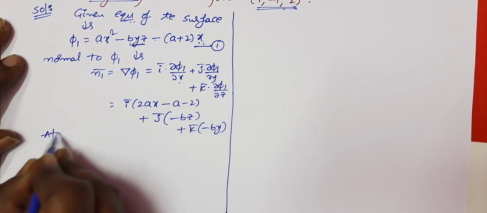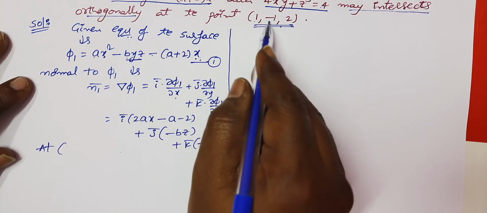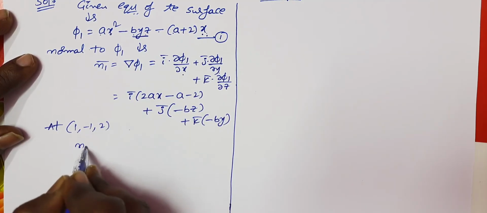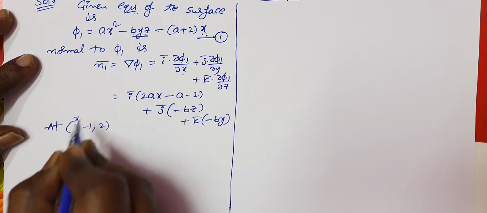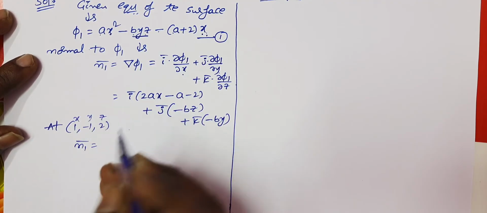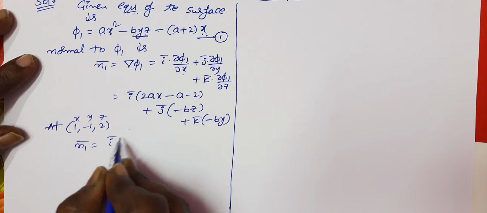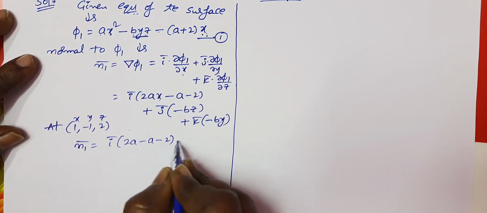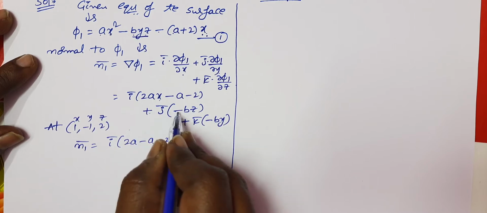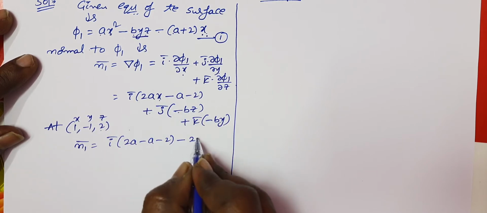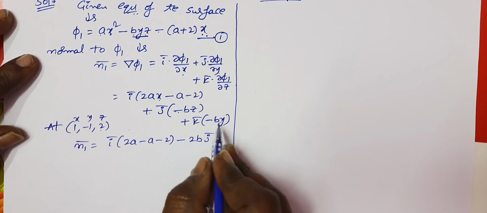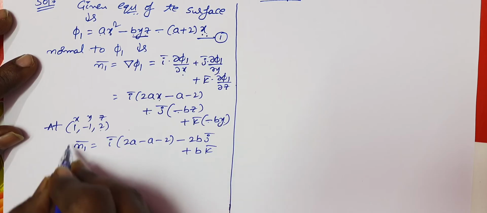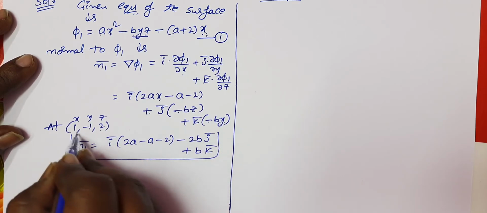So replace the point, the given point is 1, minus 1, 2. n1 bar becomes: x coordinate is 1, y coordinate is minus 1, z coordinate is 2. So i bar into, x value is 1, so you will get 2a minus 2, plus j bar into, 2b, and y value is minus 1, so minus b into minus 1, plus bk bar. Okay, please highlight with your box.